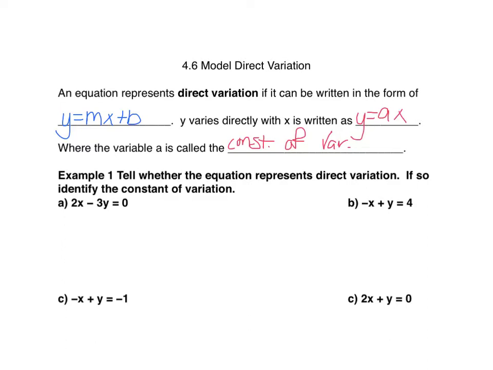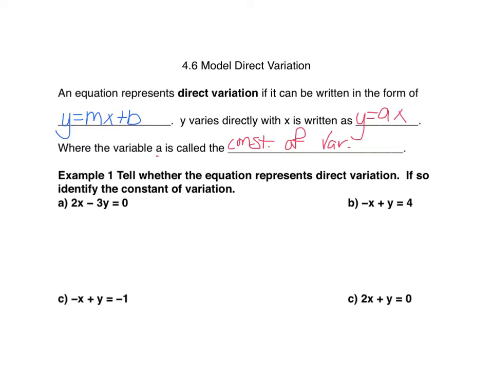Along with that, it says y varies directly with x is written as y equals ax. So the one thing I wanted to bring to your attention is that a and m are the same thing really here in this equation. M is still our slope, but we have some different notation for today, but in terms of how we solve it, it's no different. And then what we have here, this new variable a, is called the constant of variation. So when it asks for identifying the constant of variation, really what they're asking you to find is the slope.